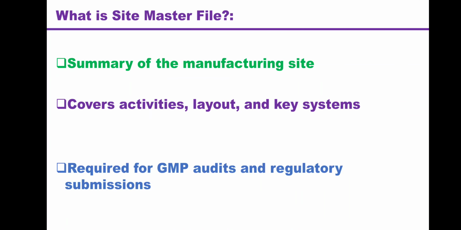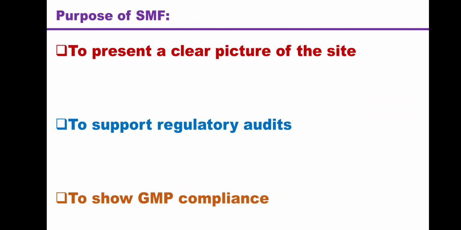First of all, we'll see what is site master file. The site master file or SMF is a summary of the manufacturing site. It covers the activities, layouts, and key systems which we are following at the particular manufacturing site. Site master file is a very important document because whenever we are applying for the GMP certification or GMP audit, we need to submit a site master file so that auditors will get a short brief about the site and they can inspect the site according to the site master file.